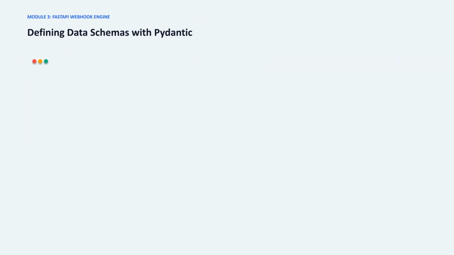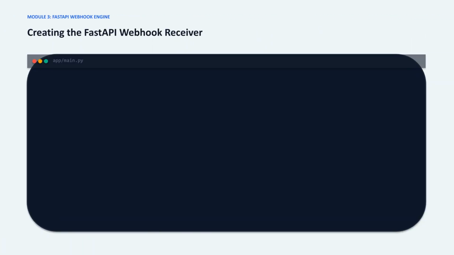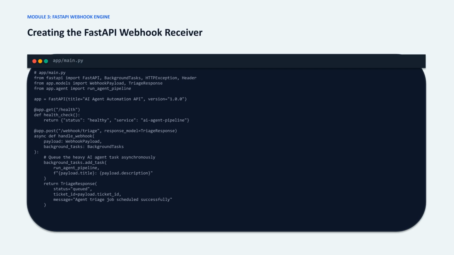Pydantic is our tool of choice for data schemas. By defining our models up front, we gain automatic data validation, built-in error handling for malformed requests, and the ability to generate interactive OpenAPI documentation effortlessly. Here is our FastAPI webhook receiver. Notice how we use FastAPI's background tasks to offload intensive agent reasoning, which keeps our HTTP endpoint responsive even when complex processing is underway.